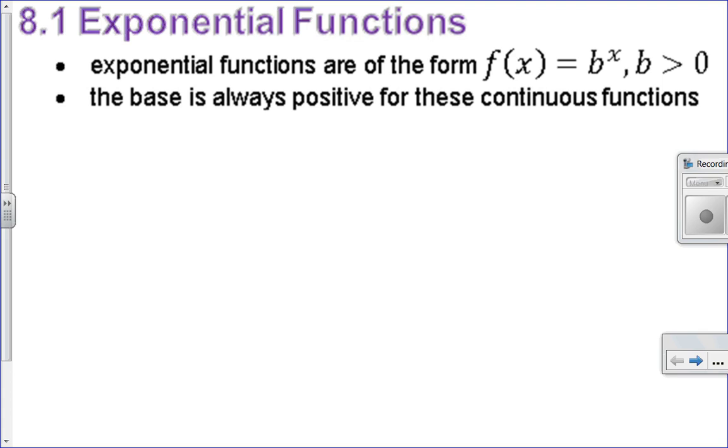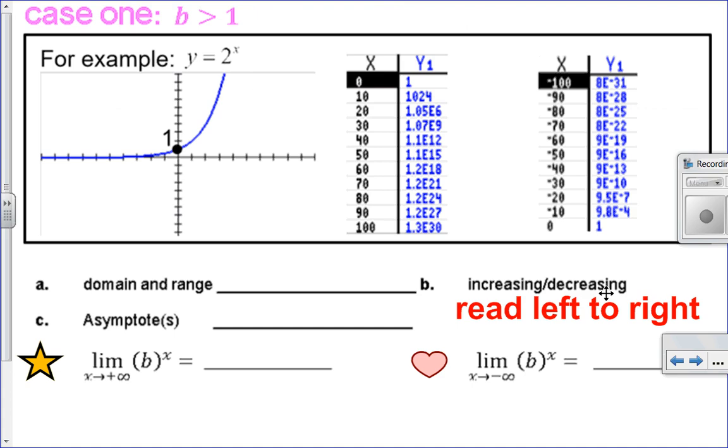We are only going to deal with functions in which the base is greater than 0. So those are continuous functions. If the base was negative, we would have an oscillating function, and we won't deal with those in this video. Let's talk about the three different types of bases that we will deal with.